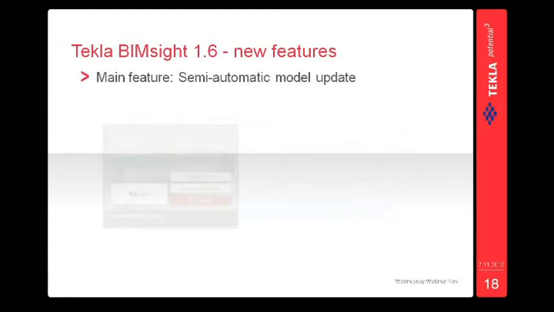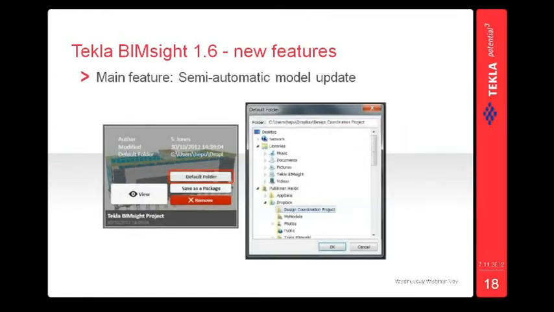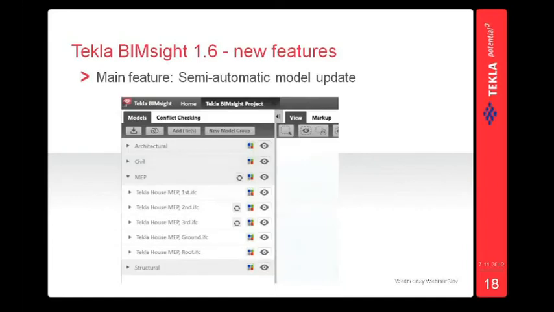But now with Tekla BIM Sight 1.6, the models can be updated semi-automatically, which basically means that you can update all new models with one click. Briefly, this feature works so that after creating the project, you first set the default folder for your project. This can be, for example, a network drive or a shared Dropbox folder where your project model files are stored. Once you put the new models or revised versions of old models into the default folder, Tekla BIM Sight will notify you that there are new or updated models available with these icons.